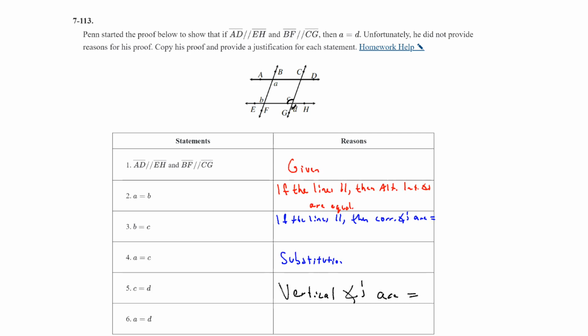And then we know that A is equal to D, which is what we were trying to prove in the beginning, that A was equal to D. So remember, A and C are equal to each other, and C and D are equal to each other. Then that means A is equal to D, once again because of substitution. So it gets back to A equals C, and C is equal to D. Then I can replace the C with the value of A, and so therefore A is equal to D. So there are the reasons for Penn's proof, showing that two sets of parallel lines also make A and D equal.